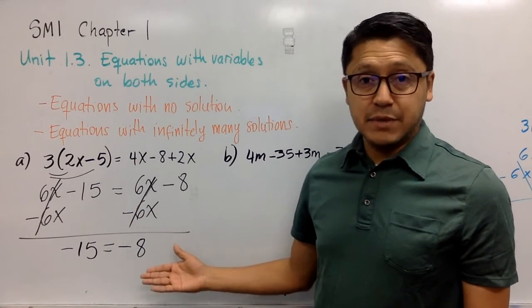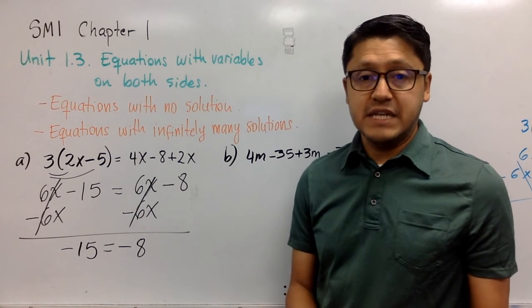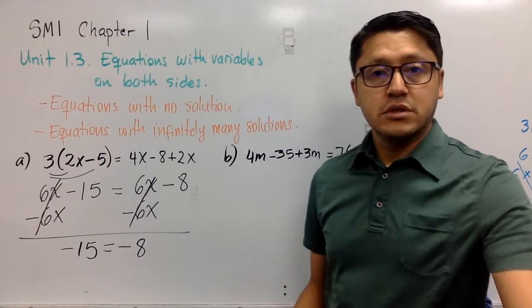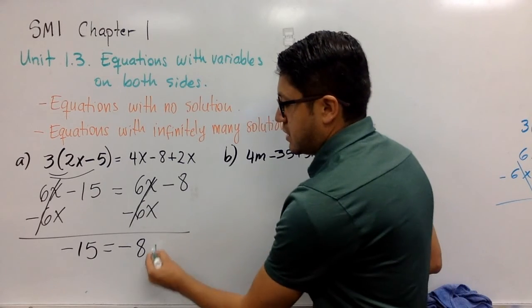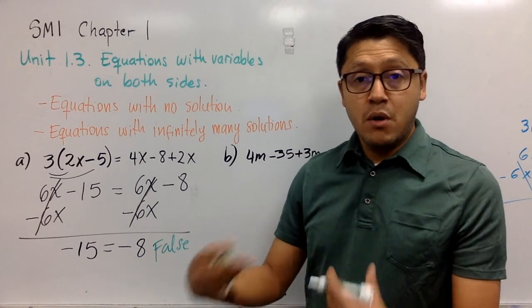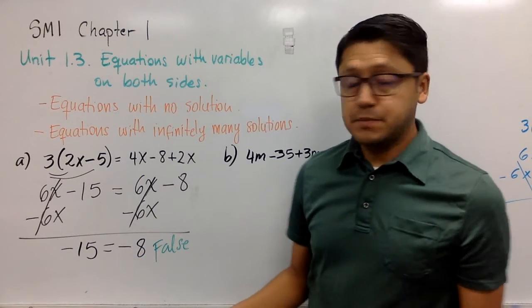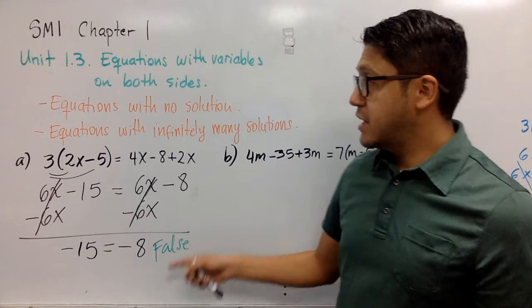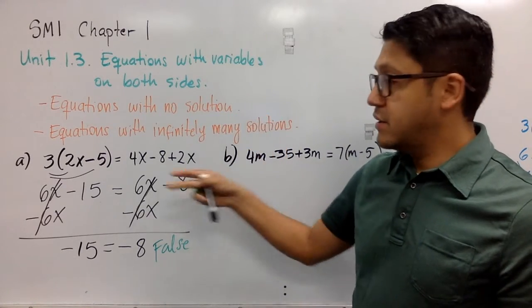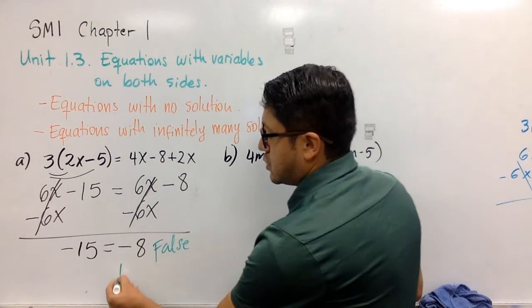And this statement that tells you that negative 15 is equal to negative 8, well, that's false. So you say, well, this statement is false. And if the final statement here, when the variable has disappeared, happens to be false, then you have a case where this equation has no solution.